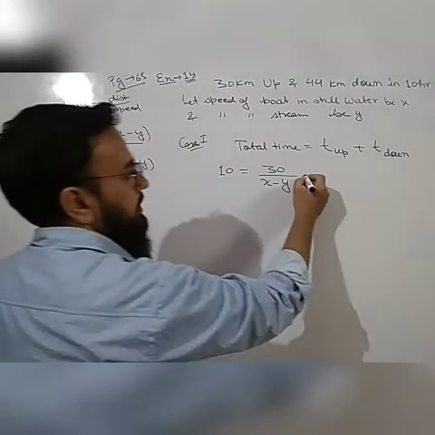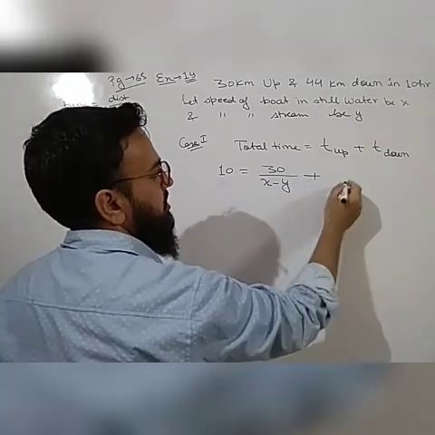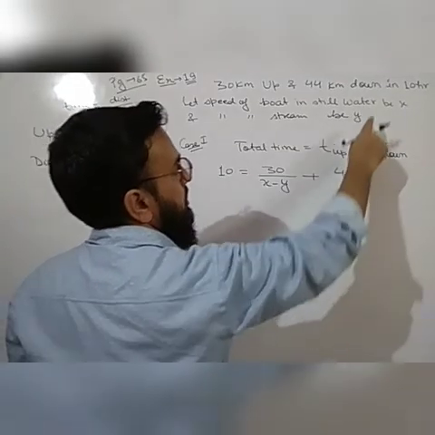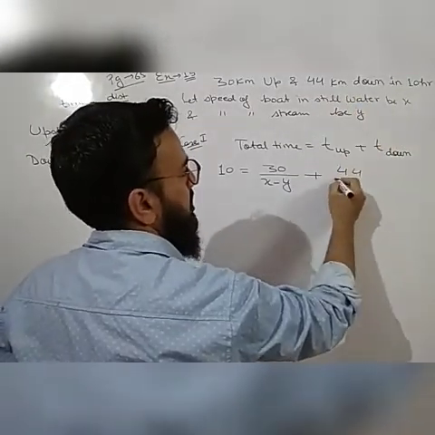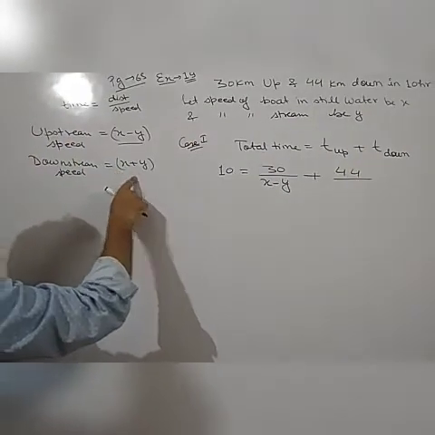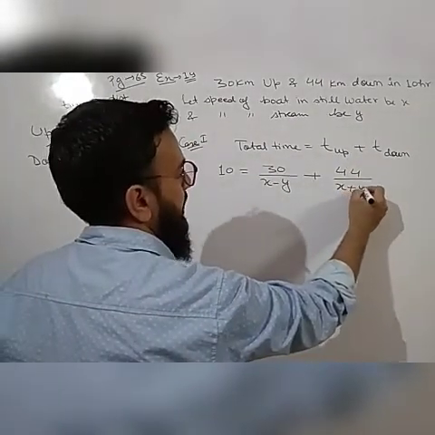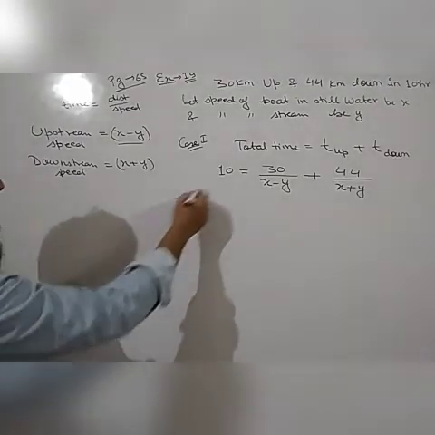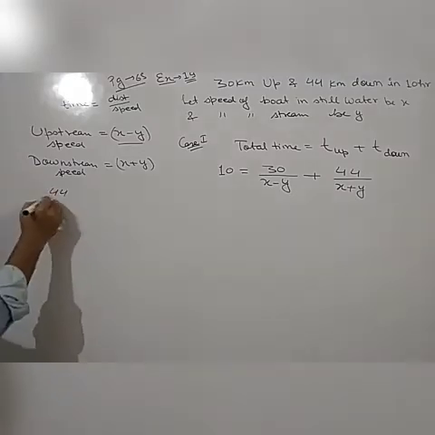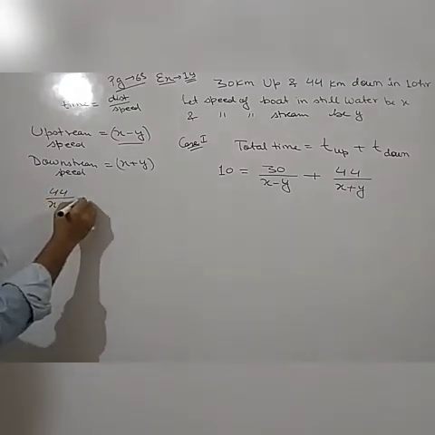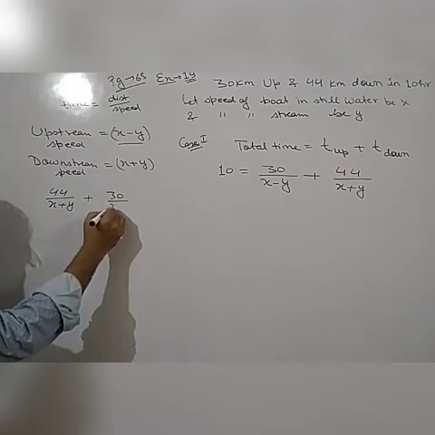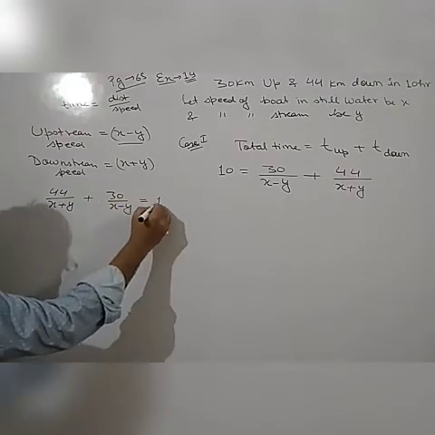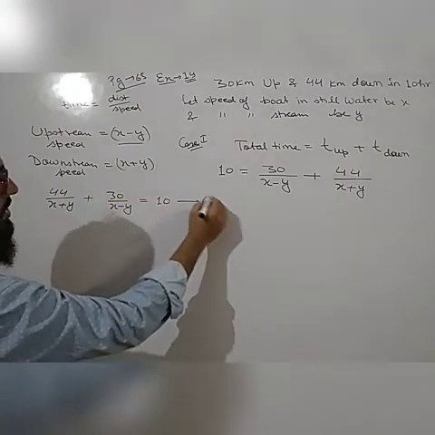Similarly, time of downstream will be distance upon speed. This distance is 44 kilometer downstream. And what is the speed of downstream? It is x plus y. So we have got our first equation, that is 44 upon x plus y. We can write it as 44 upon x plus y plus 30 upon x minus y is equal to 10. It is our equation number 1.